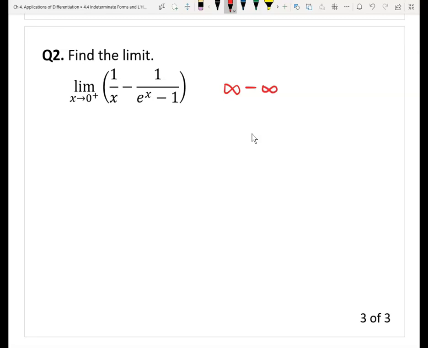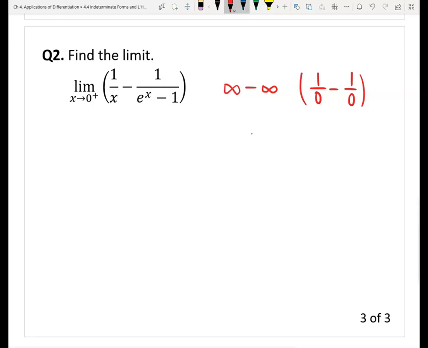So this is the type we need to deal with. Now what do we do? We follow the strategy. We need to make a fraction. Do we really need to do something? No, we already have a fraction. You can see the first is still 1 over 0, minus the second, which is also 1 over 0, which means it's already a fraction. We do not need to do anything.